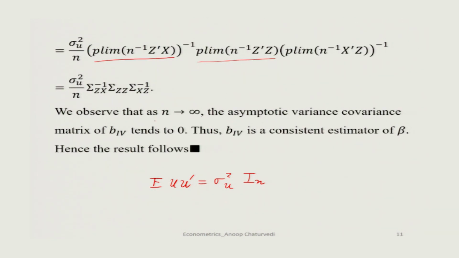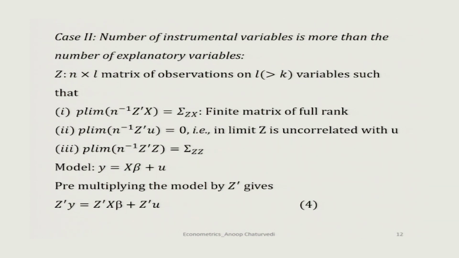Further, we observe that as n tends to infinity, the asymptotic variance covariance matrix of b IV tends to 0 because of this factor. All other matrices are finite, so this asymptotic variance covariance matrix tends to 0. So, b IV is a consistent estimator of beta. The probability limit of b IV is equal to beta and its asymptotic variance covariance matrix tends to 0. Hence, the result follows.